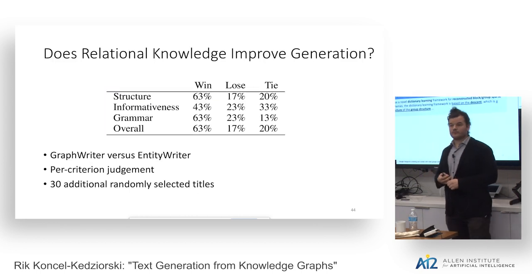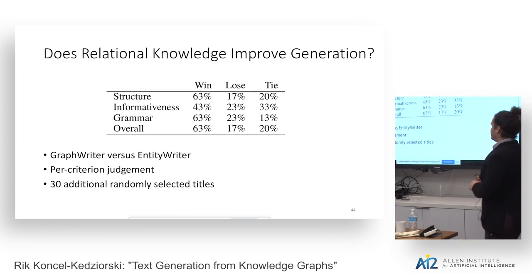Could you give a brief description of those three things? Yeah, so I can go over it again. So structure, again, is syntactic structure, and it's actually structure and fluency. So it's syntactic structure. Does the text repeat itself very many times? Informativeness is about how well the output text reflects the input knowledge that was given to the model.